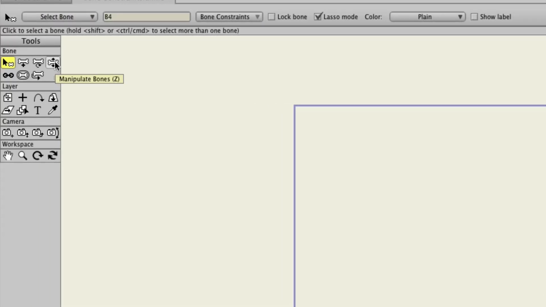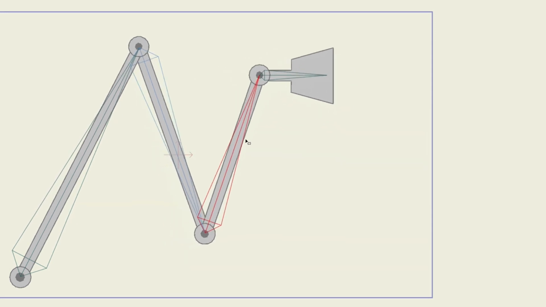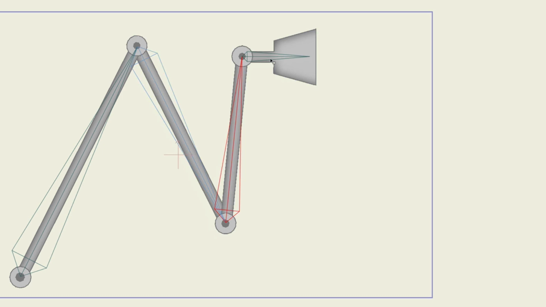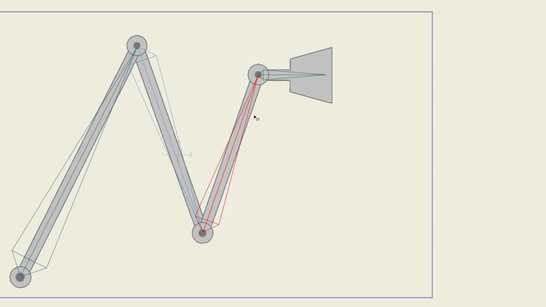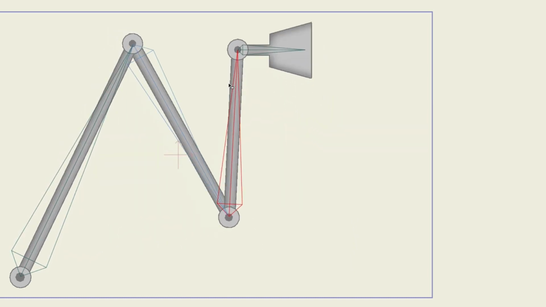So now, taking the Manipulate Bones tool again, we can move this around, and you can see now that the child bone, or the front bone here, is maintaining its angle. No matter what we do with the parent, the child is going to continue to face forward. So in a way, it kind of acts like a camera crane. And this can be useful in many different situations.